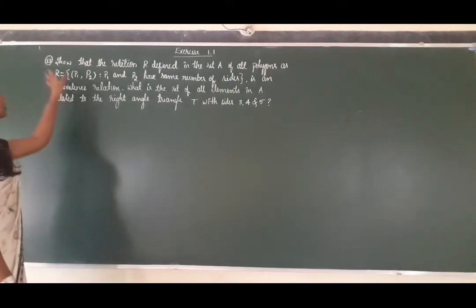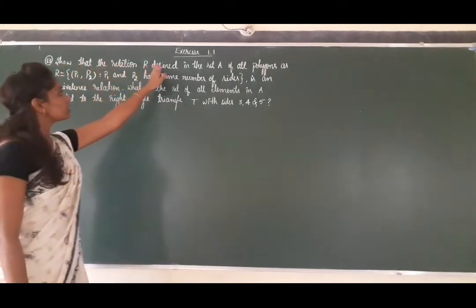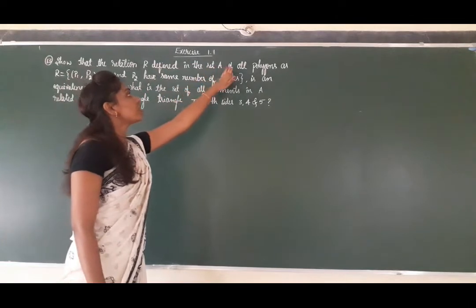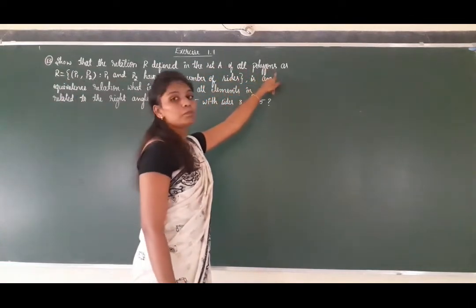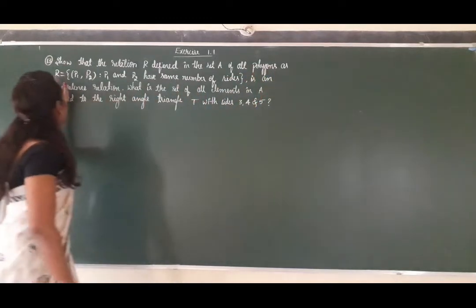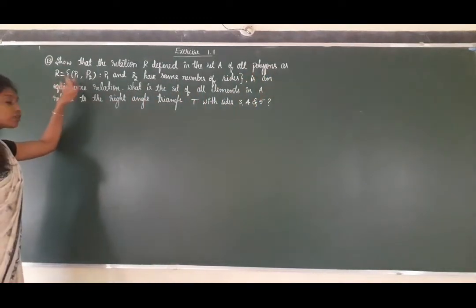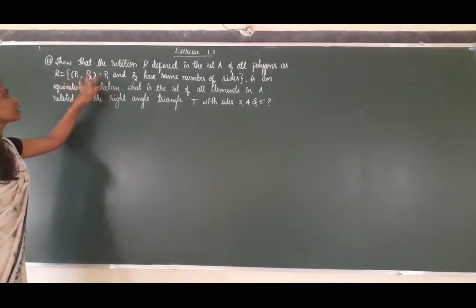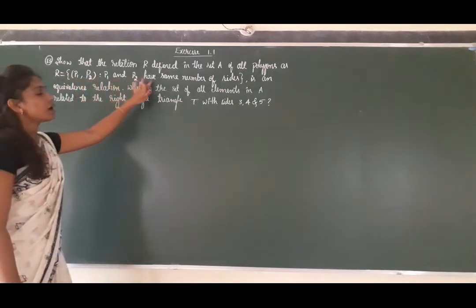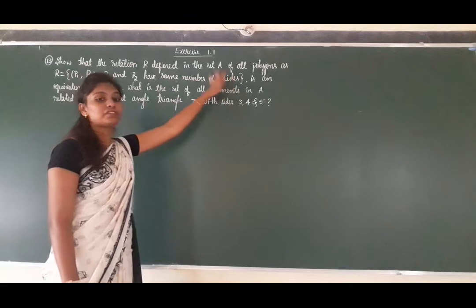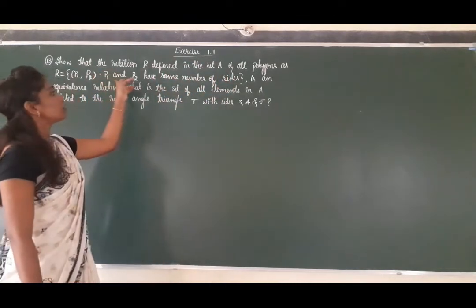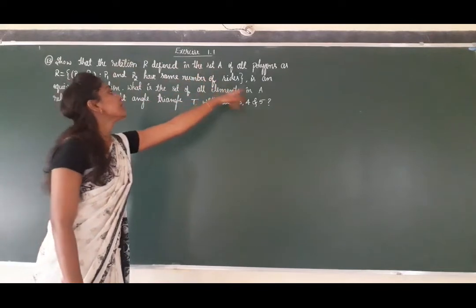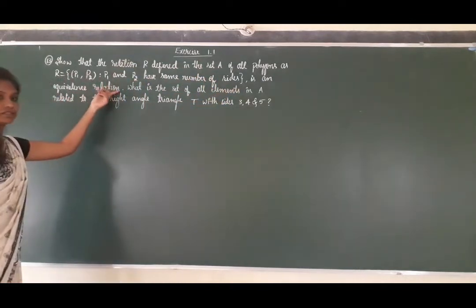13th question is, show that the relation R defined in the set A of all polygons, where set A is a set of all polygons and relation R is equal to the set of all ordered pairs (P1, P2) such that P1 and P2 have the same number of sides, where P1 and P2 are polygons, is an equivalence relation.